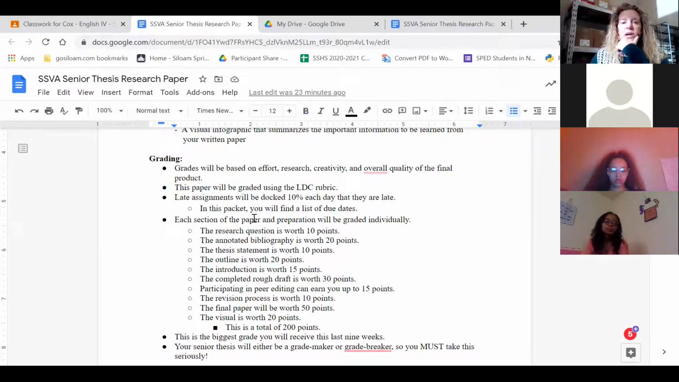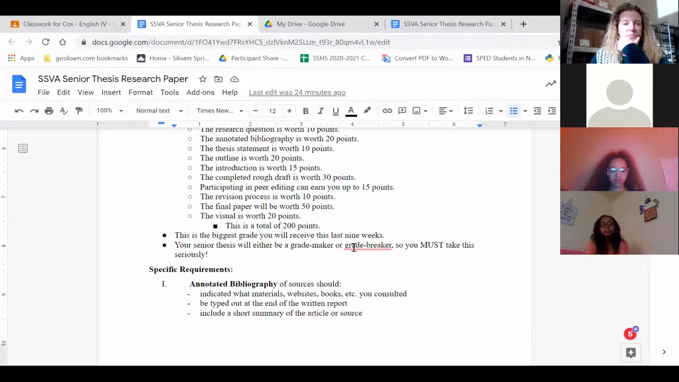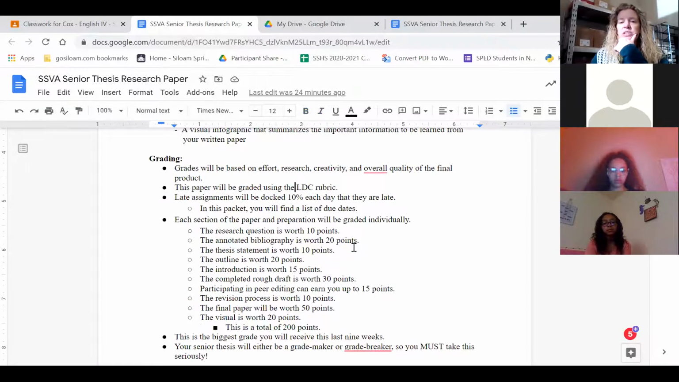Each section of this paper and preparation will be graded individually. The research question is worth 10 points. The annotated bibliography is worth 20 points. The thesis statement is worth 10 points. The outline is worth 20. Introduction is worth 15. The completed rough draft is worth 30. Participating in peer editing will earn you up to 15. Revision is worth 10 points. The final paper will be worth 50 points. The visual is worth 20 points, for a total of 200 points. So this project is worth a total of 200 test point grades.